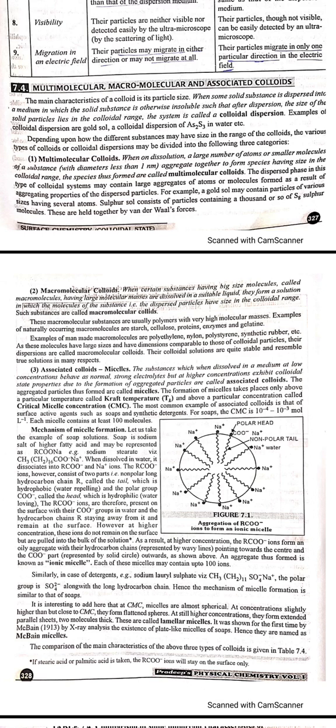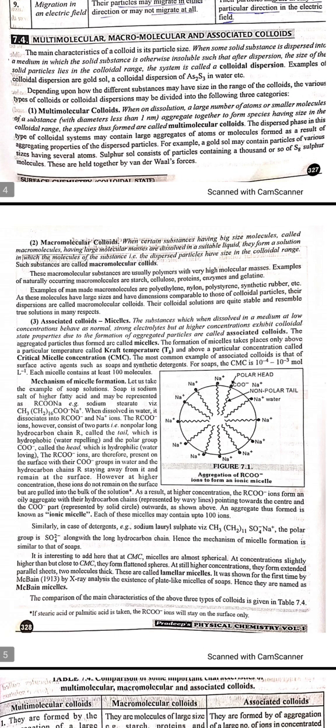Now, our second is macromolecular colloids. When certain substances having big size molecules called macromolecules, having large molecular masses, are dissolved in a suitable liquid, they form a solution in which the molecules of the substance, that is, the dispersed particles, have size in the colloidal range. Such substances are called macromolecular colloids.